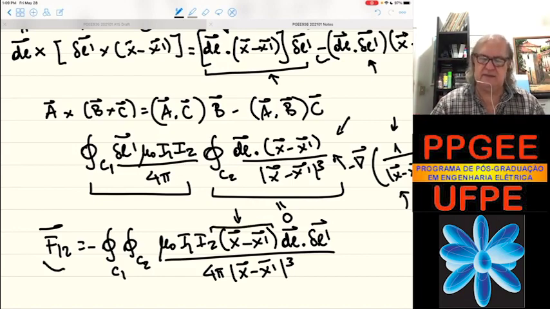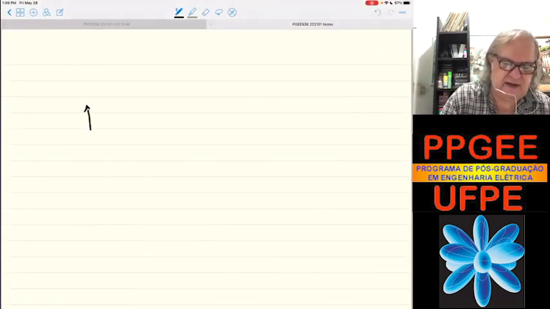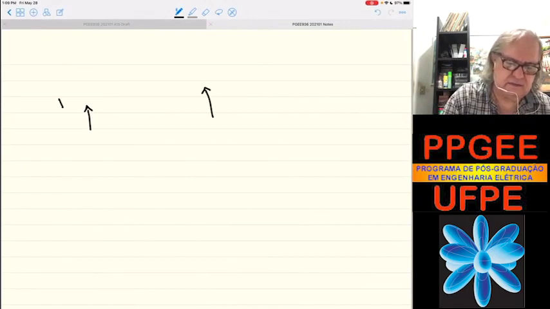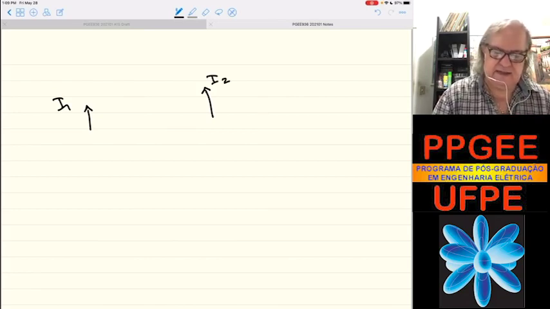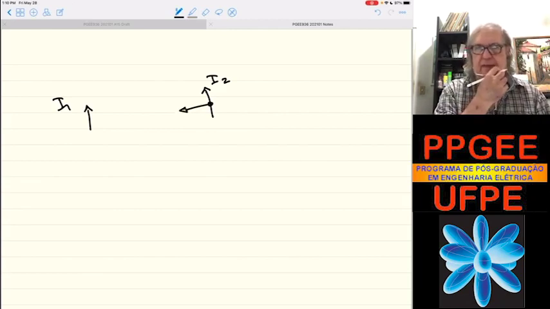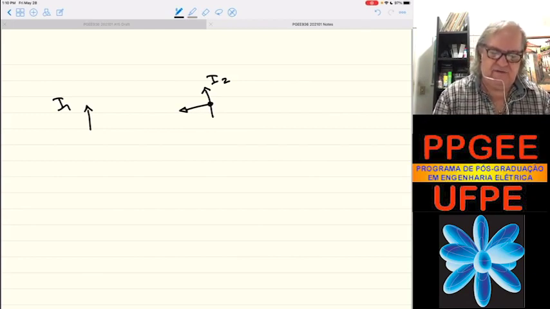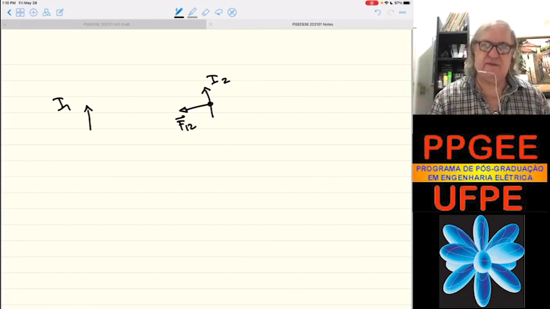Let's see if that's correct. Let's take a look here. So I have this current element here and this one. So the force that this current element exerts on this point, if they are like this, would be something like this, right? So let's see if that's correct. That's the force F12. It would be attractive like this, right? So I have a minus sign.